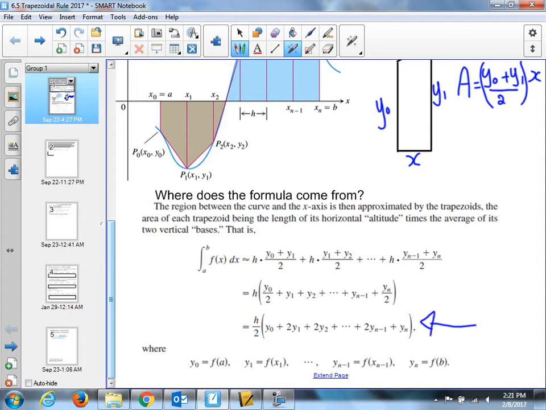This one seems like it's less work, but it's not very handy when you don't have the widths of the strips the same. So don't think of it that way, okay? And spend no time memorizing this.